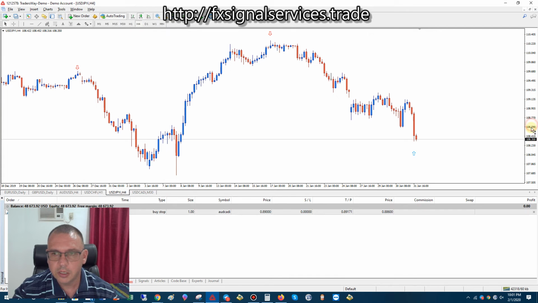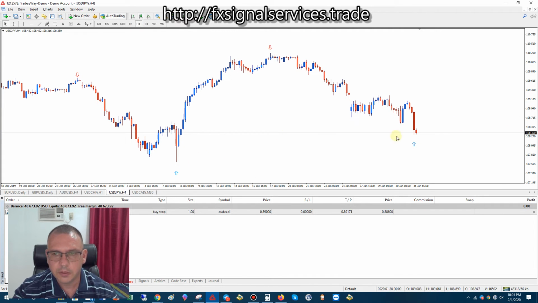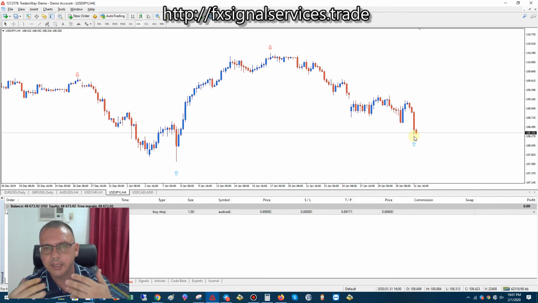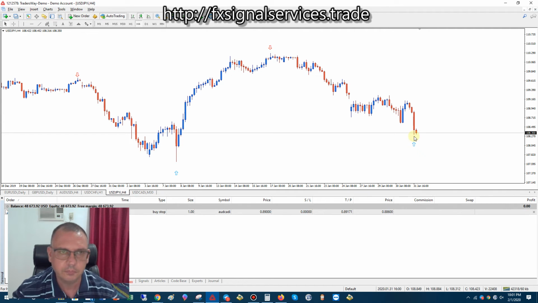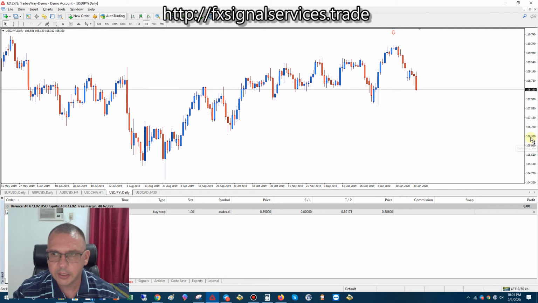Okay, if you look on the 4-hour chart, we have an up arrow, right? So that itself indicates that it's going to be going up. Now typically the US dollar Japanese yen has kind of an inverse or opposite effect of what the US dollar Swiss franc has. All right, so if the US dollar Swiss franc, or USD CHF, is dropping, we can expect the US dollar Japanese yen to be going up.